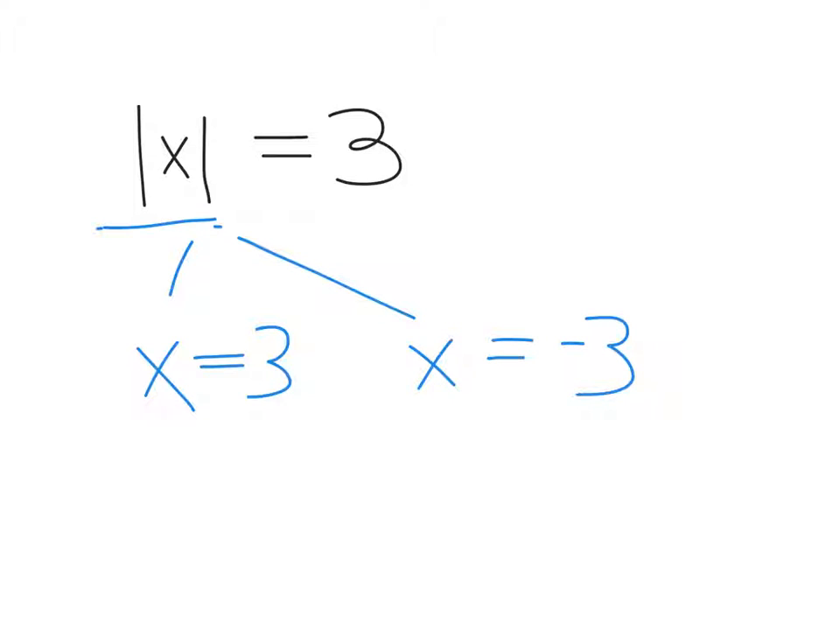If x is -3, then the absolute value of -3 is going to be equal to 3, and if x is 3, then the absolute value of 3 is 3 also. So that's why those work. So let's move on to talk about absolute value inequalities. Let's say that we have the following absolute value inequality.